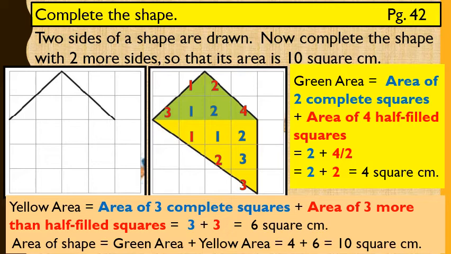Now yellow area. 3 complete squares are there in yellow area plus 3 more than half filled squares are there. Exactly half filled squares are not there. So 3 plus 3 makes 6 square centimeter. So yellow area is 6 square centimeter. Now area of whole shape is green area plus yellow area, 4 plus 6 is 10 square centimeter.